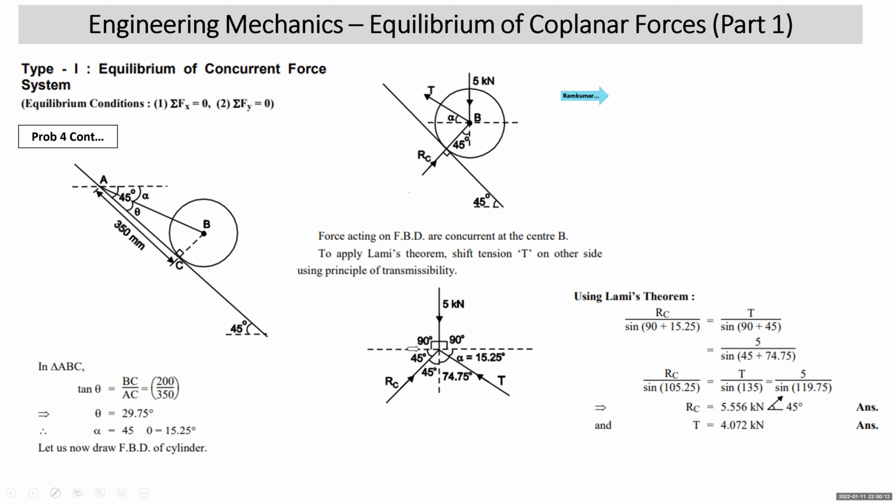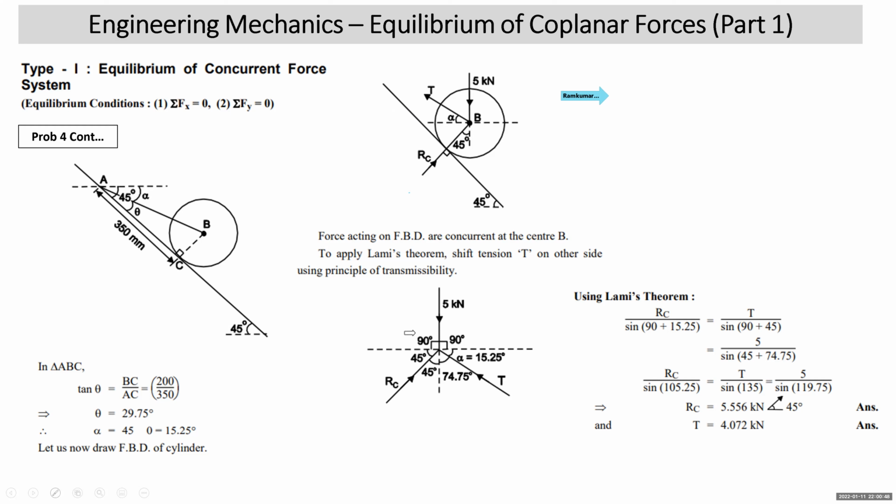We have shifted it maintaining the line of action. It is angle alpha with the horizontal. We shifted it to the other side. You can see that the direction of the force is not changed. Line of action is not changed. Only it is shifted to the other side. Now we can apply Lami's theorem. When you apply Lami's theorem, one more thing you can always check is that all forces will be towards the point of concurrence, or all forces will be away from the point of concurrence. Now in this case, the 5 kilonewton force, RC and T all are acting towards the point of concurrence.